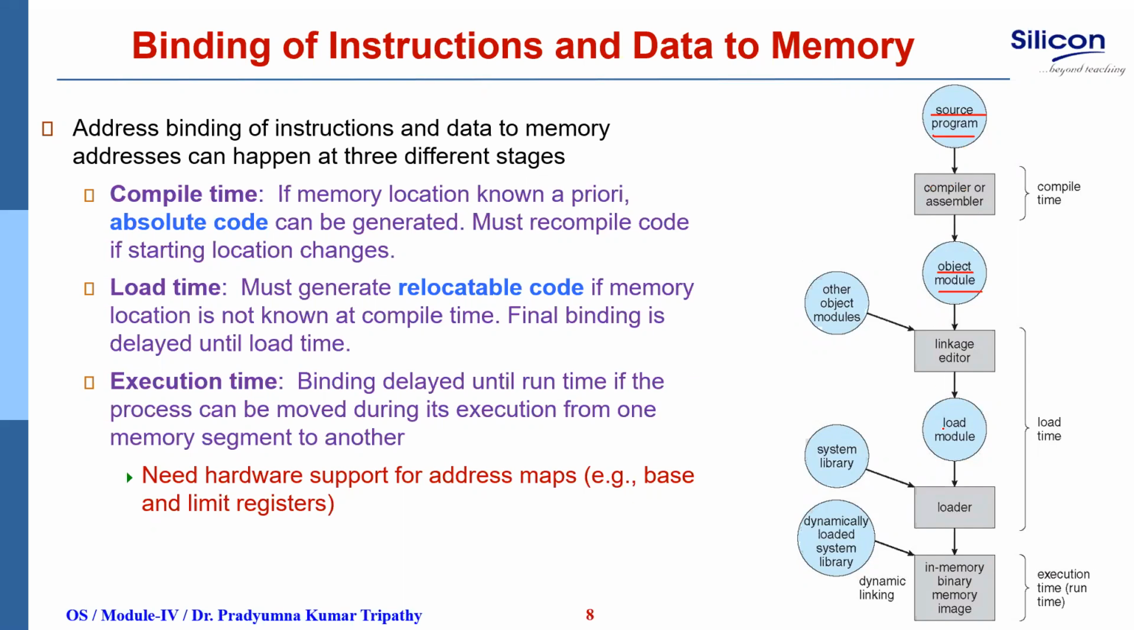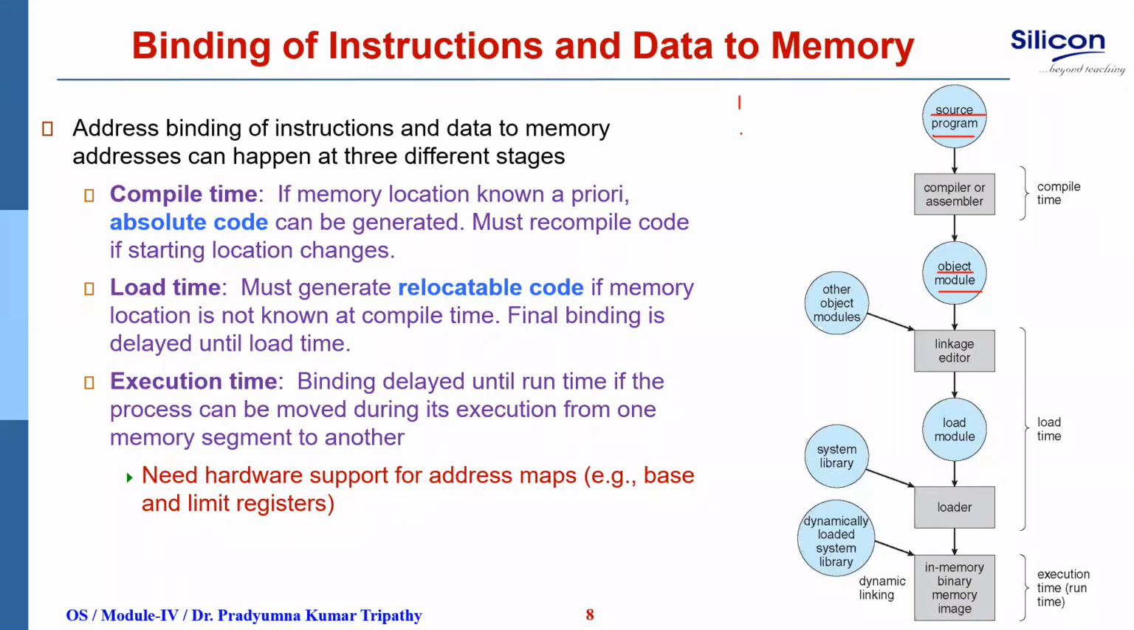Then the object module goes through the linkage editor. Linkage editor means one program may be linked to other programs and libraries. So the linkage editor links the object module with other object modules. Then it goes to the load module, and the load module goes through the loader. At the time of loading, it will load the system libraries or other dynamically loaded libraries. Then the binary image is generated, which goes for execution.